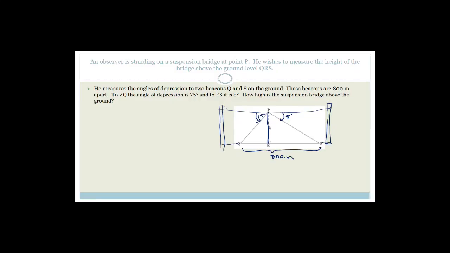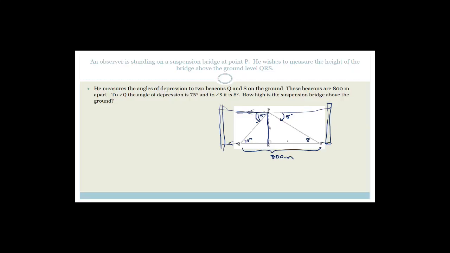Okay, so do you agree that if this is 75 degrees, we've got alternate angles because this would be the horizon. I know it doesn't look like it, but that's the horizon. That's 75 degrees. This is always parallel with the ground. So therefore, this is 75 degrees. We also know that this is 8 degrees. That is 8 degrees. Okay.